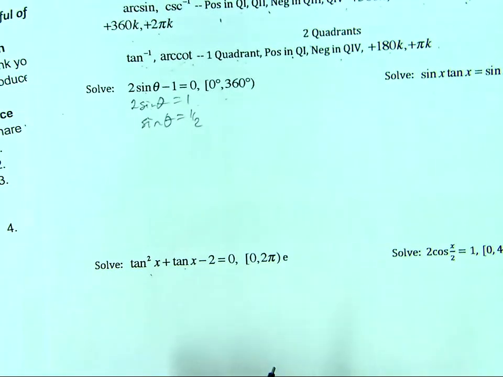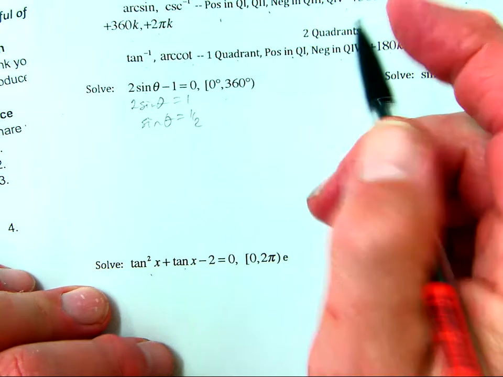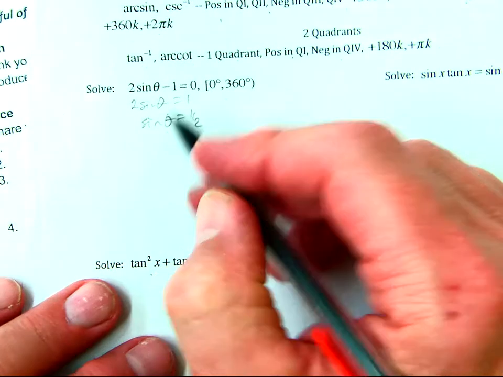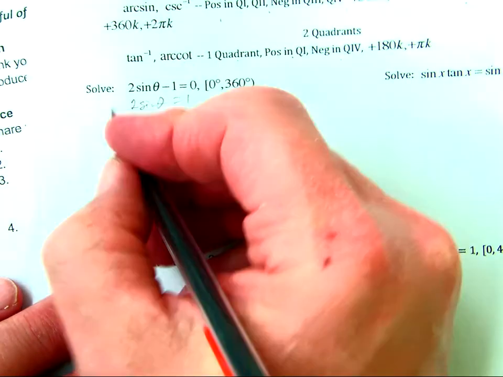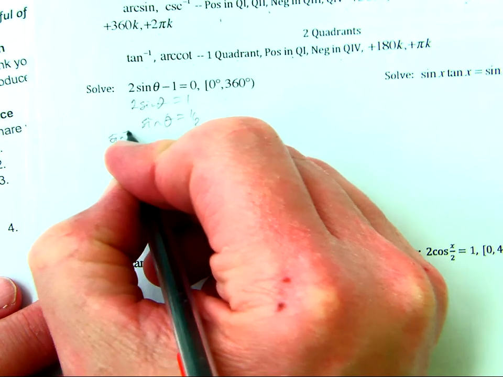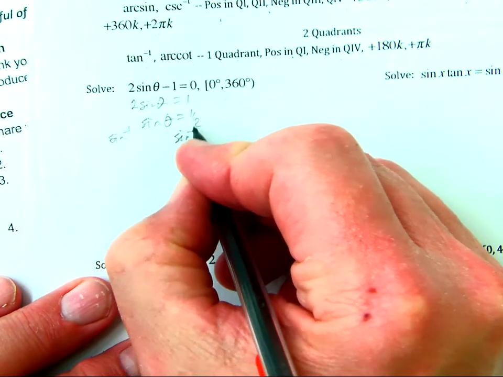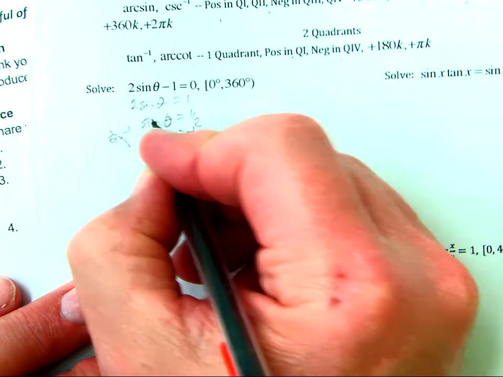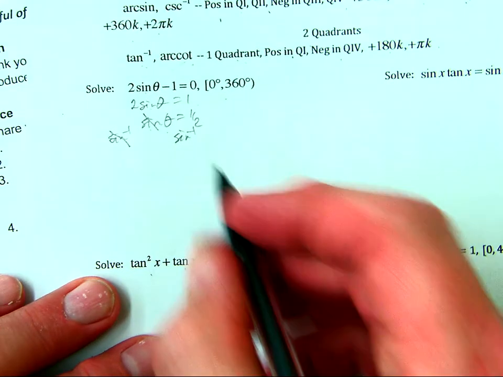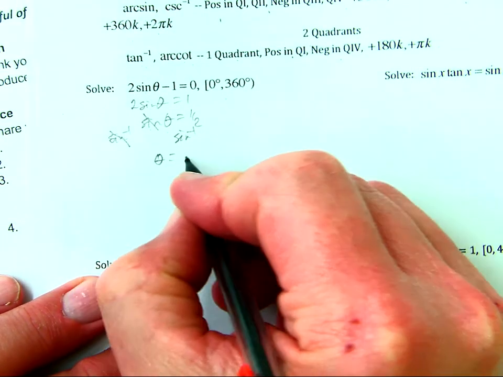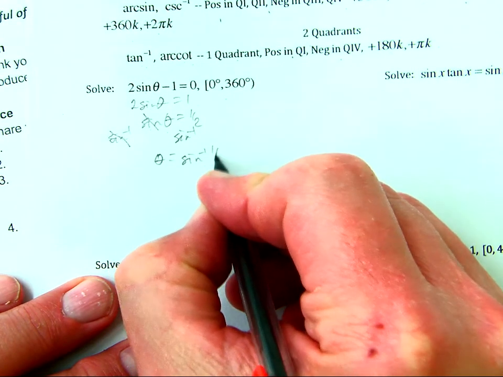So we isolated the trig function. Now the next thing is take the inverse trig function. Well, here we have sine. To get rid of sine, we're going to do the inverse sine, because if you take the inverse of a normal function, it cancels out. So now we have theta equals the inverse sine of 1/2.